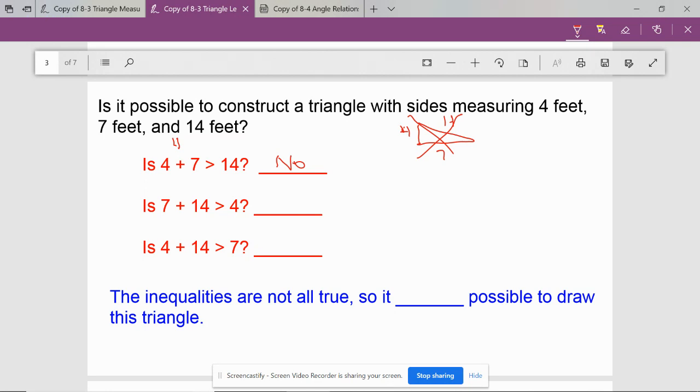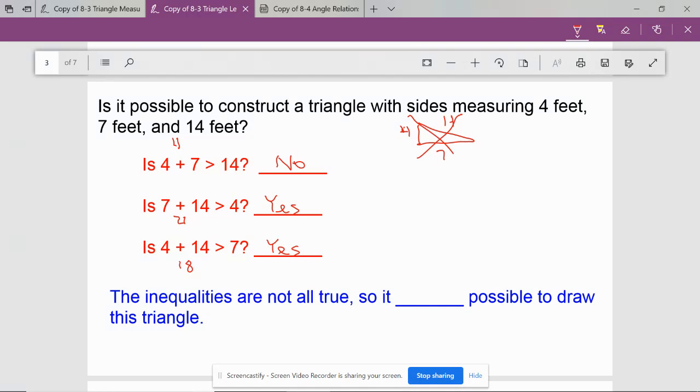Now if we take the other two sides, 7 plus 14 is 21. Is that greater than 4? Yes. So it all depends on how you draw your triangle. Is 4 plus 14 greater than 7? 4 plus 14 is 18, right? Is that greater than 7? Yes. So we can draw it that way. That's all you've got to do: add two sides, and are they greater than the third? And you just say no or yes.